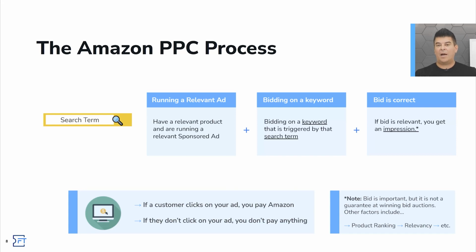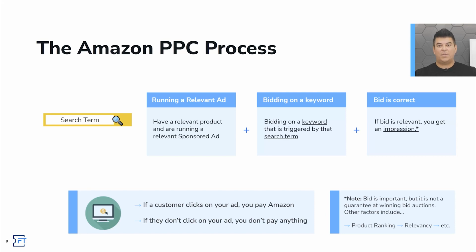There are a couple of other factors related to relevancy, not just bid. So we don't want to say that your highest bid is always going to win, because that simply is not the case. Some other factors that Amazon looks at are product ranking and relevancy, but you do need to make sure that you have a competitive bid.